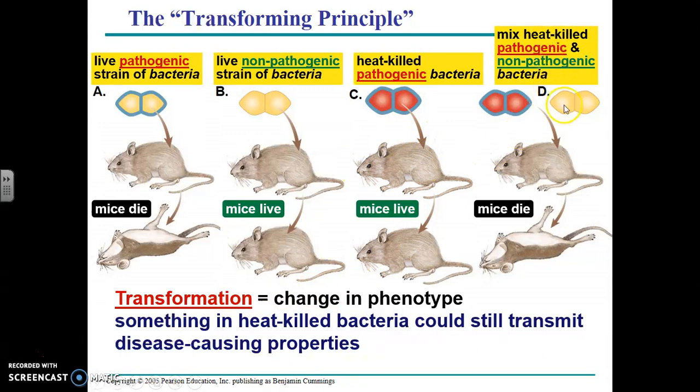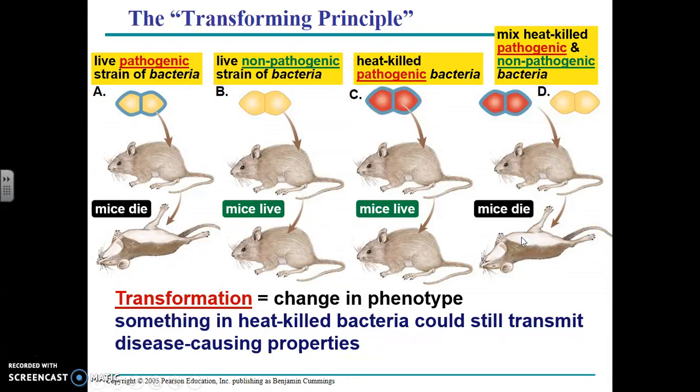Then, in the 4th experiment, which was the experimental group, he injected heat-killed S, the pathogenic one, with R together. And the mouse died. But why would that be the case? When you injected the heat-killed alone, it lived. And when you injected the R alone, the mouse lived. But when you inject them both together, it dies? Huh?